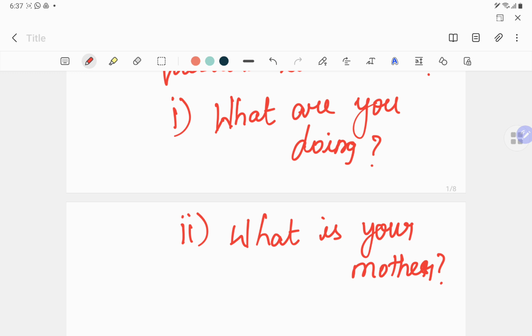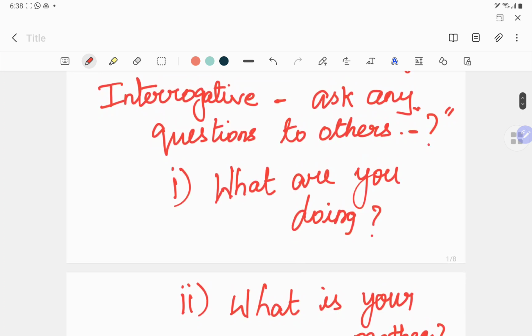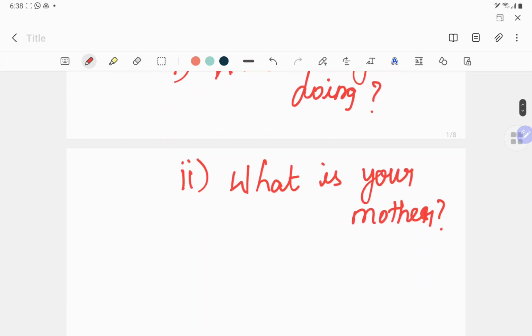Most of you don't know the difference between what is your mother's name and what is your mother, I think. What is your mother's name means the name of your mother. What is your mother means the occupation of your mother. So this is the difference. If any sentence ends with the punctuation mark of question mark, that is called an interrogative sentence. It asks questions to others. So this is about interrogative.